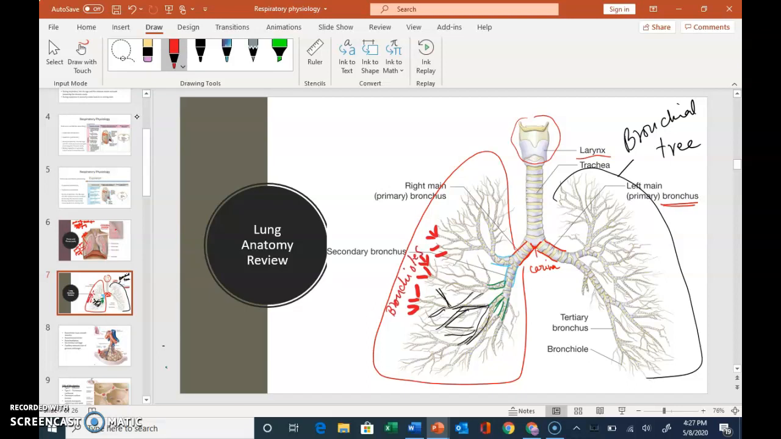How are they different from the bronchi? Well, let me write this down. If you think of the bronchi, they have these hyaline cartilage patches. Do you see? They have the hyaline cartilage patches. And they have less smooth muscle.